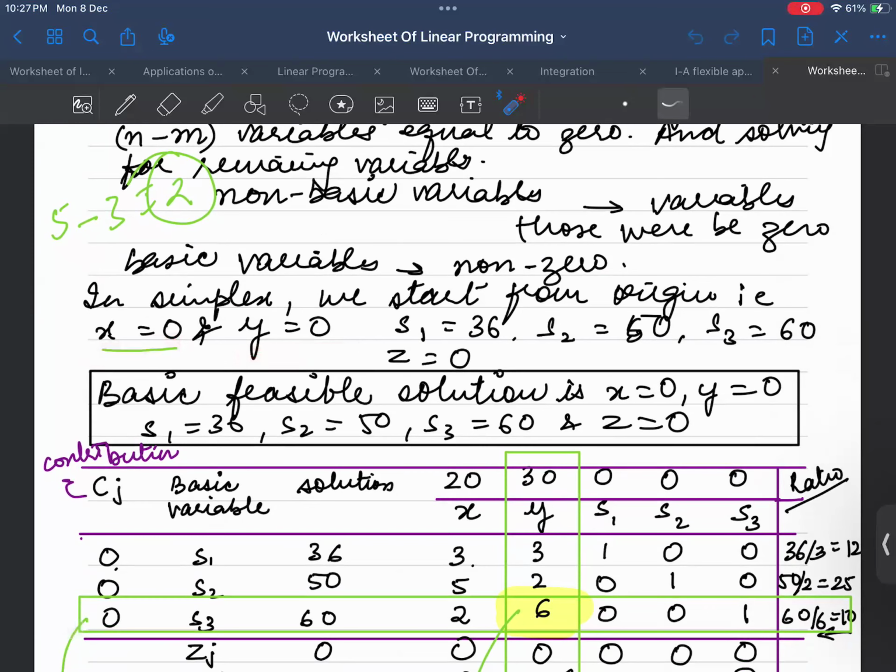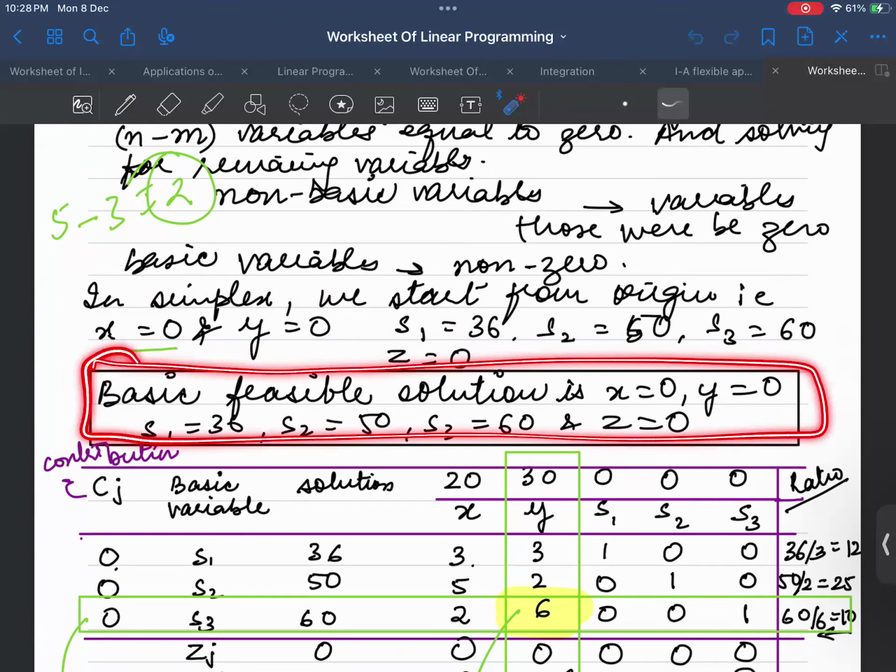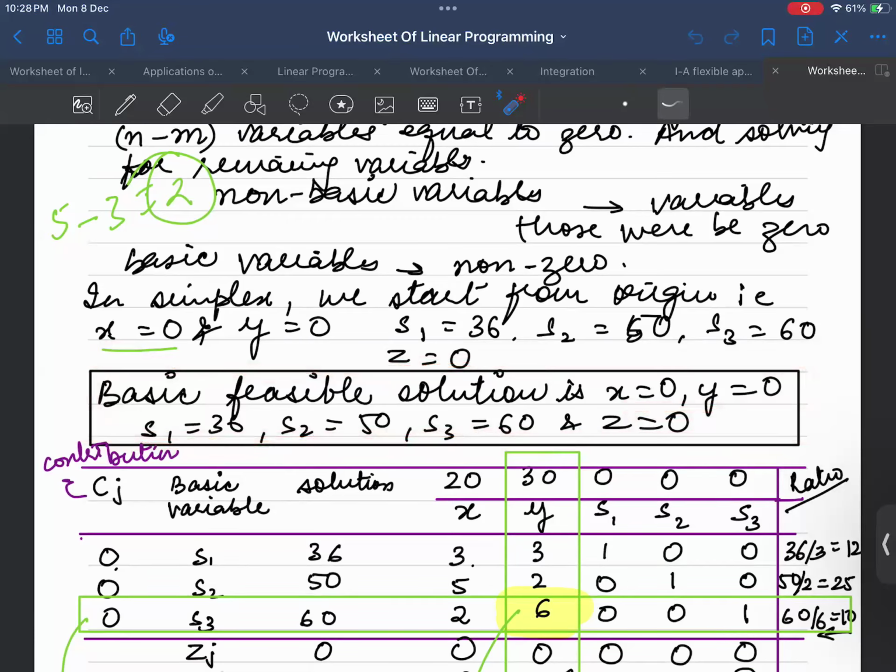By keeping these values in the other equations, we get the values S1 36, S2 50, and S3 60. And then Z equals 0. So this basic feasible solution is X equals 0, Y equals 0, S1 36, S2 50, and S3 60, and Z equals 0. This is our basic feasible solution for the question. Now, let's start with the first solution.